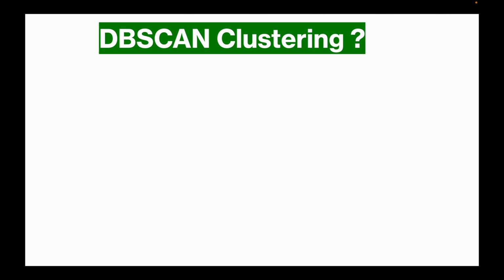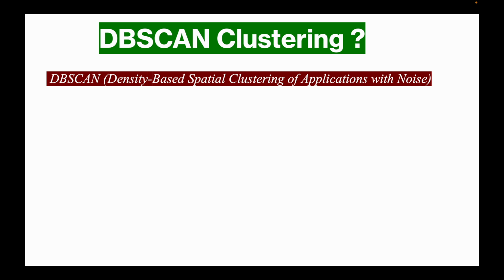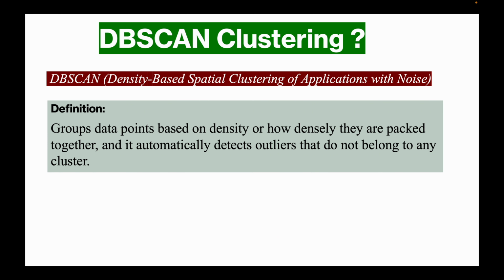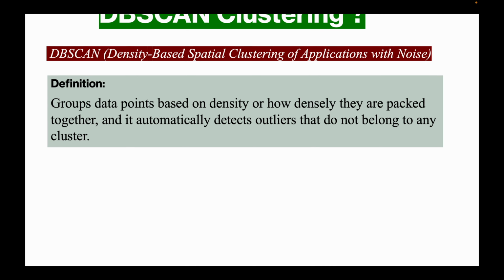So what is DBSCAN? DBSCAN stands for Density Based Spatial Clustering of Applications with Noise. It is an unsupervised machine learning algorithm. DBSCAN groups data points based on density, or how densely they are packed together, and it automatically detects outliers that do not belong to any cluster.